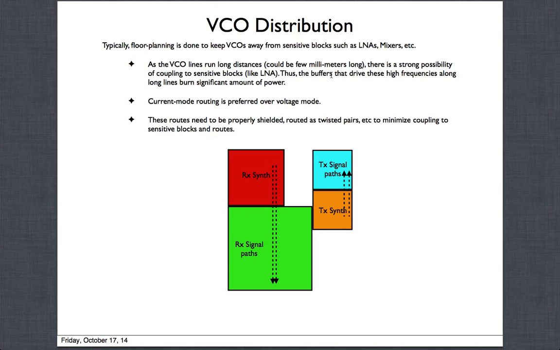Now the buffers. When these lines have to go this long, these buffers are driving high frequencies. They also burn a significant amount of power, and they also have stringent phase noise requirements. So when you run a signal, let's say you have a square wave after the VCO, and you divide it by 2 or whatever it is, and you have square waves. Whenever you run a square wave along a long line, it will go through the RC losses and also some of the inductance losses. So all these losses will make your square wave look more like a wave with slow rise and fall times.